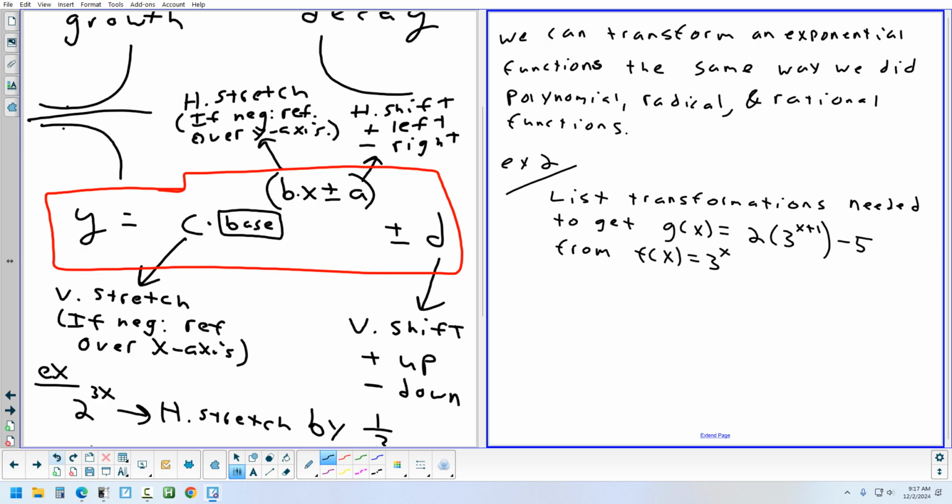Yeah, 3. Yep, it's going to take 3 transformations. So start with A, and then go B, C, and D. Anything that you don't have, we just skip it. Okay, so let's start with A.